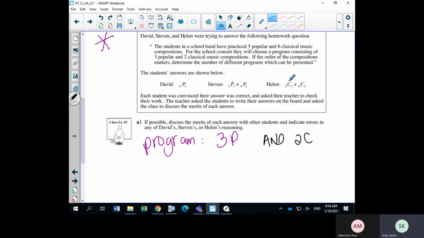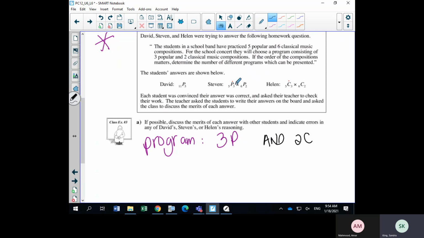Ignore the order for now. We're going to deal with that at the very end. But if I just said, okay, you know 5 popular songs and 6 classical songs, we're going to choose to make a program and 3 popular are going to go on our program. Do you think it's a permutation or a combination?